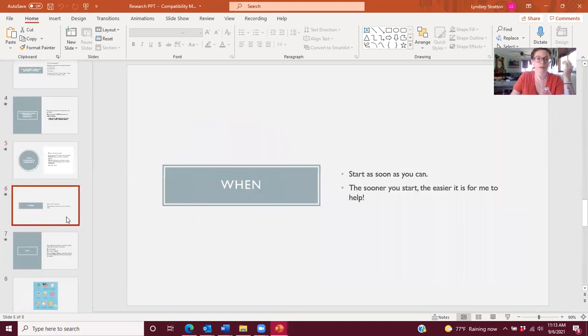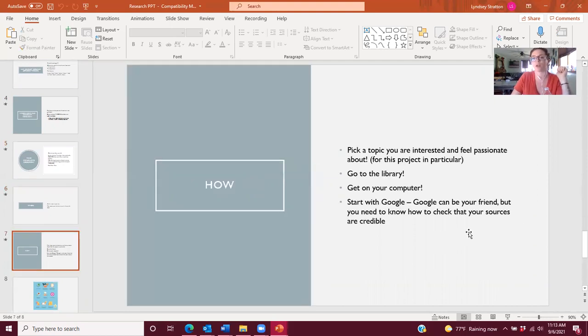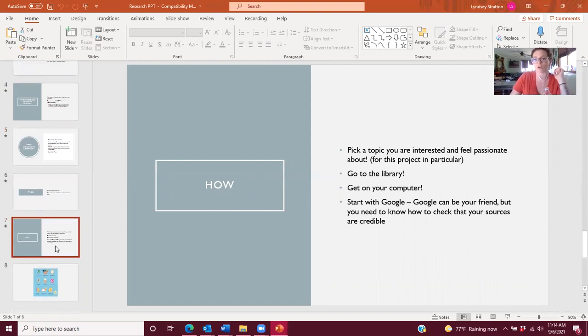Next, when? Start as soon as you can. Once you get the assignment, start doing your research. The sooner you start it, the easier it's going to be for you to narrow stuff down. How are you going to do this? You're going to pick a topic you're interested in, feel passionate about, or your teacher's going to assign a topic. You're going to go to the library, or go on your computer. You're going to start with Google. You can also do google.com/scholar. Super fun. Those will give you a bunch of scholarly articles.